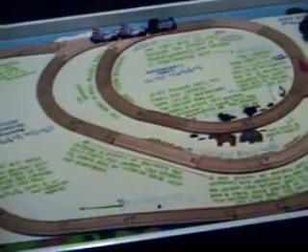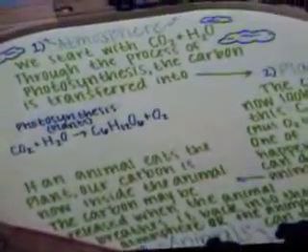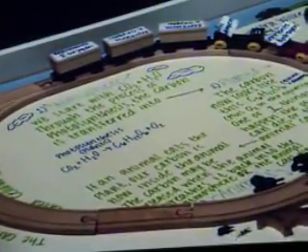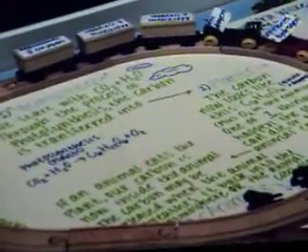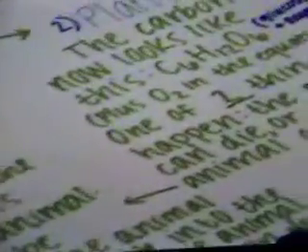We start with CO2 and H2O in the atmosphere. Through the process of photosynthesis, the carbon is transferred into plants. Through the process of photosynthesis, the equation changes. Now we have 6 carbon, 12 hydrogen, and 6 oxygen. That's also known as glucose and oxygen.